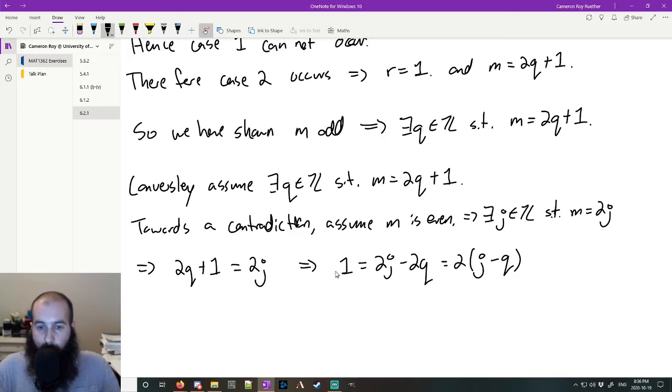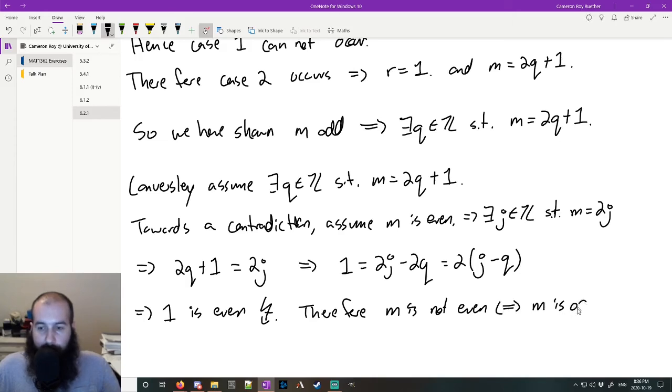However, this means we've written 1 as 2 times an integer. So this implies that 1 is even, which is a contradiction. Since 1 is not even, this cannot be the case. So therefore, m is not even. And by definition, this is the same as saying m is odd. So we've also shown the converse implication, and hence we've proved our if and only if statement: m is odd if it can be written as 2q plus 1.